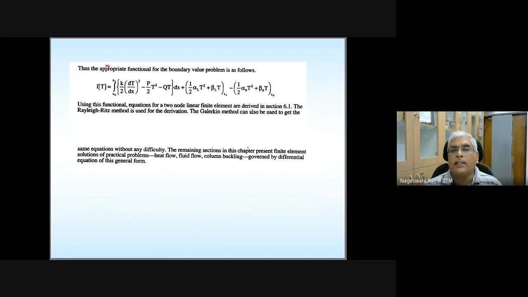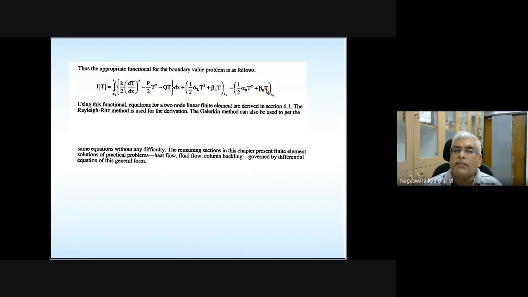So this is your variational functional. Whatever is there inside the square bracket can be written as I, as a function of field variable t, I as a function of t. Okay, so that is what is written here. Thus, the appropriate functional for the boundary value problem is this one.